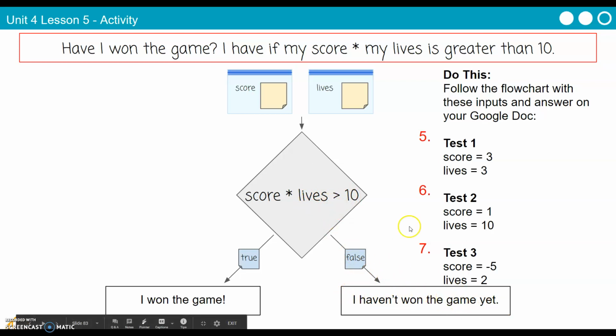Put false, and you need to show your work. 3 times 3, and make sure you put false, because 9 is not greater than 10, and put I haven't won the game yet. Do the same thing for 6 and 7. You can pause this video if you need to.